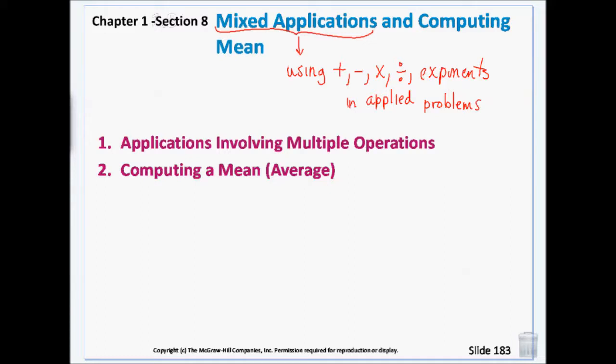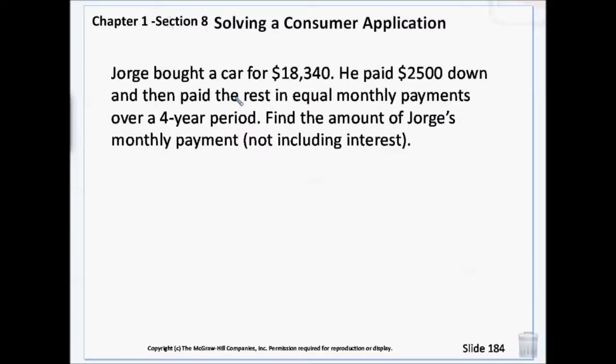Okay, and then computing the mean. A mean is just an average. We have a word problem. This is a real world scenario. Jorge bought a car for $18,340. He paid $2,500 down and then paid the rest in equal monthly installments over a 4-year period. So we want to find out how much his monthly payments are, and we're pretending there's no interest. Very unrealistic, but we're going to pretend that there's no interest.